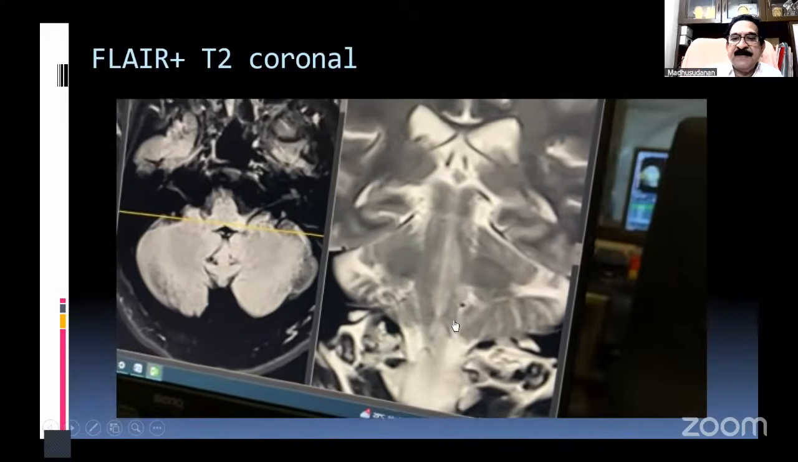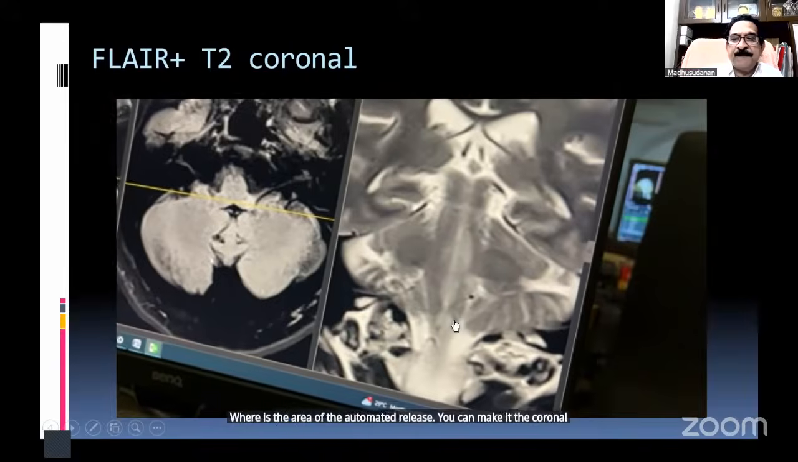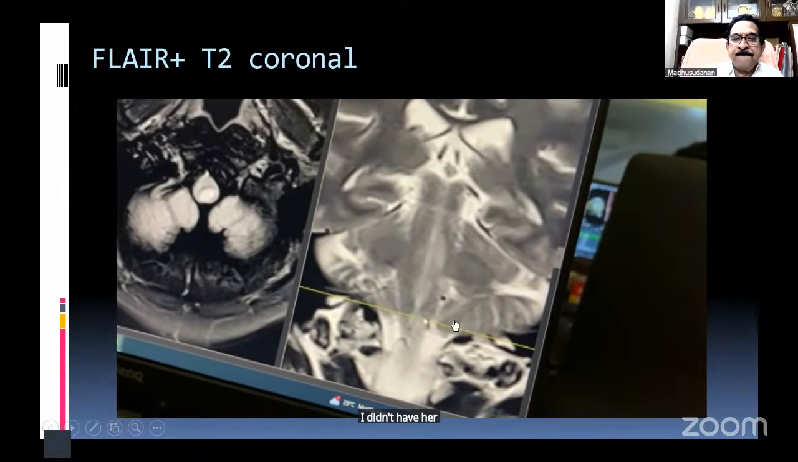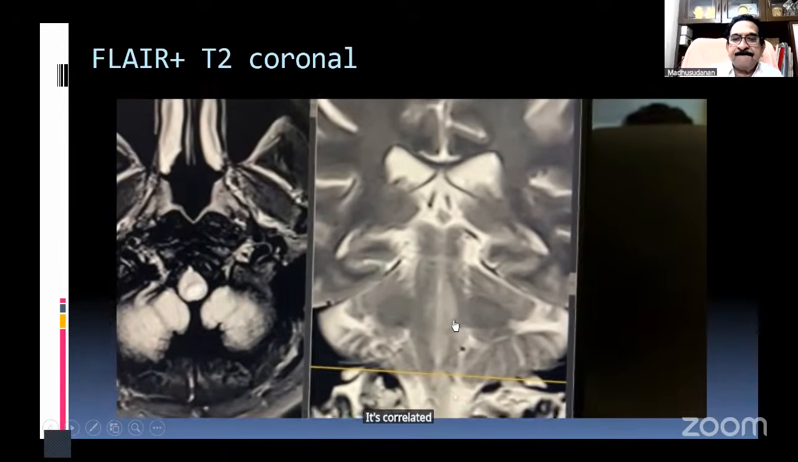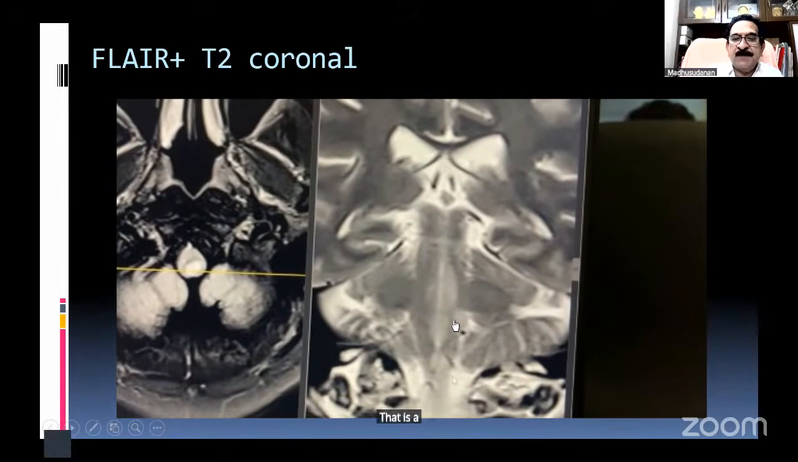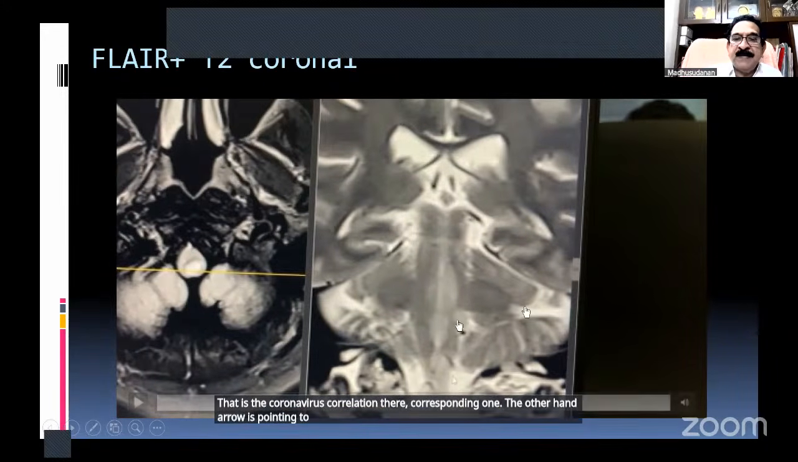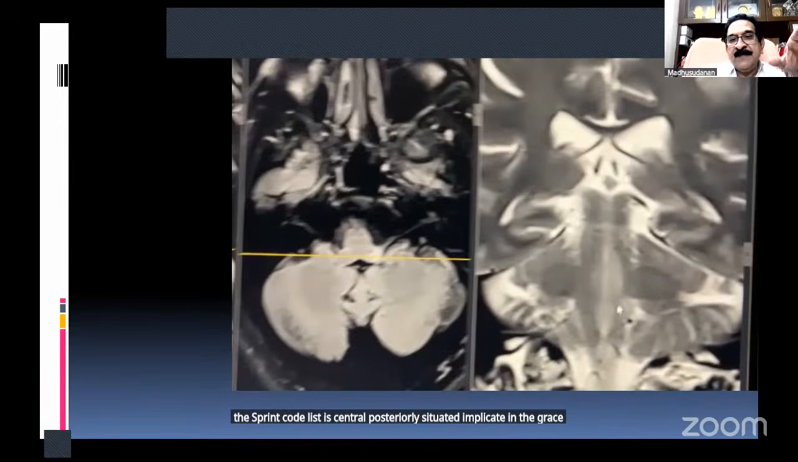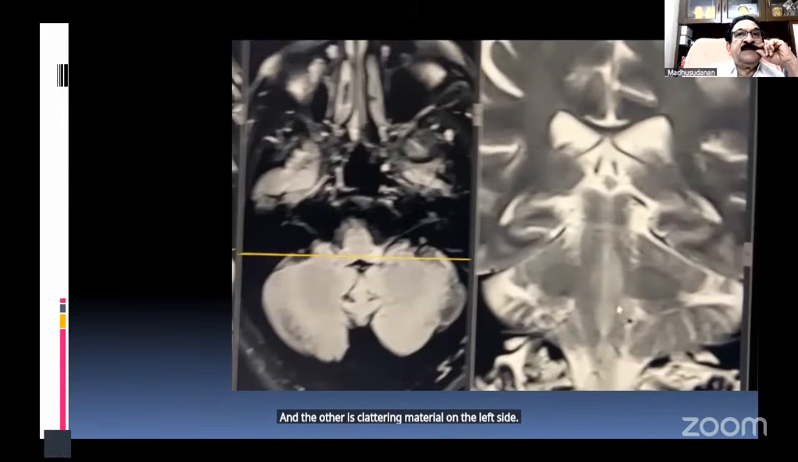That is the area of the lateral medulla lesion. You can make out the coronal cut also, different from that of the cord lesion. That is the coronal cord lesion, the corresponding one, and the arrow is pointing to the lateral medulla lesion. So one here, one in the lateral medulla. The spinal cord lesion is central, posteriorly situated, involving the gracile nucleus, and the other is in the left lateral medulla.